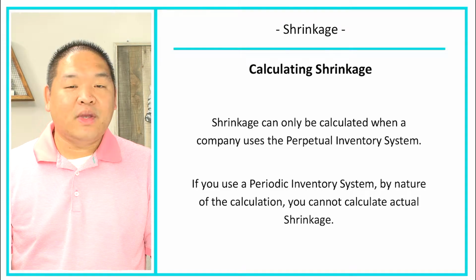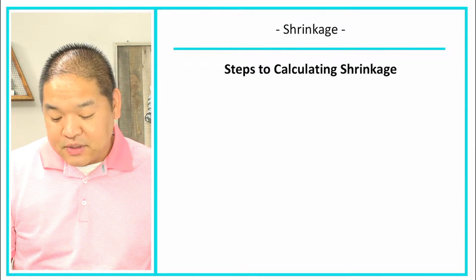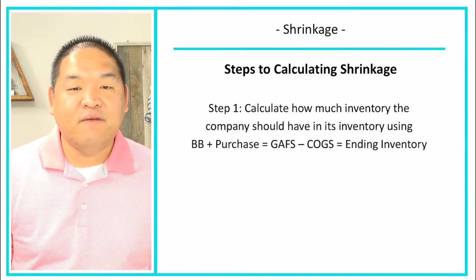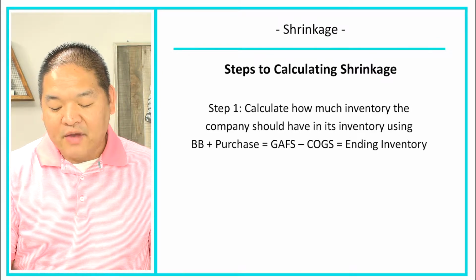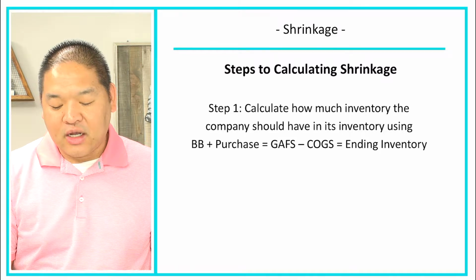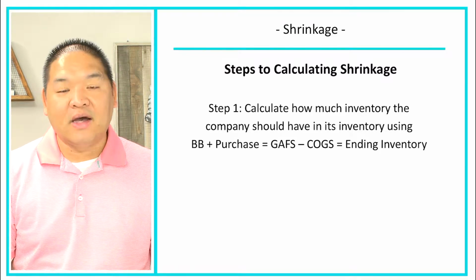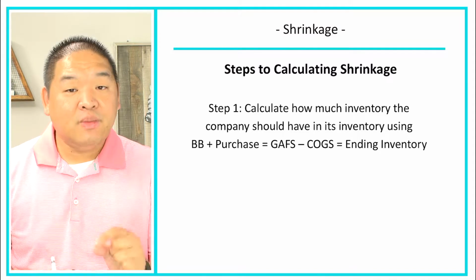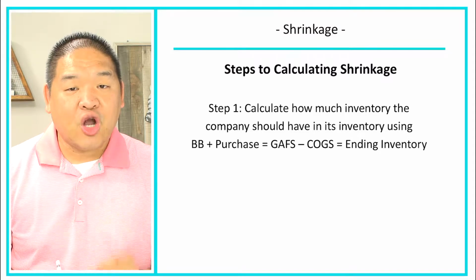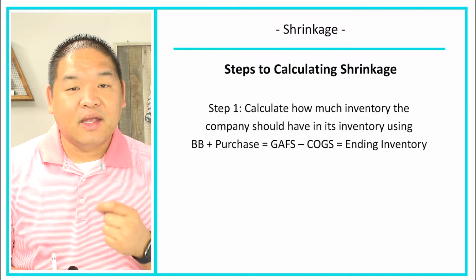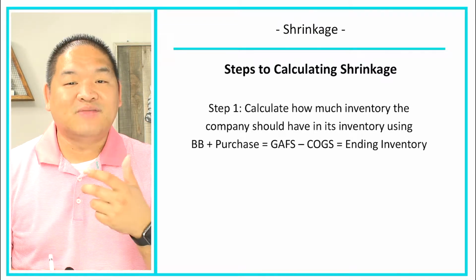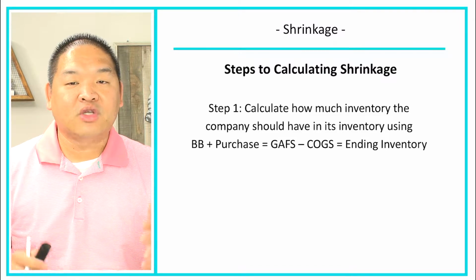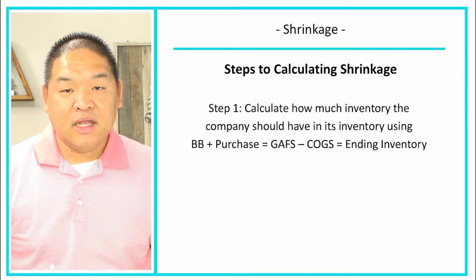Okay? So how do we calculate shrinkage? Well, here are the steps. We've got two major steps here. Step number one is we're going to calculate how much inventory the company should have based on the following equation. We will take the beginning balance plus the purchases, which equals goods available for sale. We should be keeping track of our cost of goods sold because the perpetual inventory system does do that. So we'll subtract our cost of goods sold. That will give us our expected ending inventory.